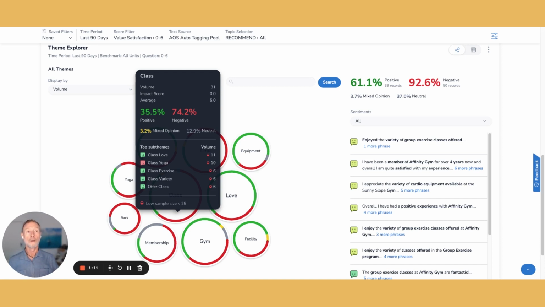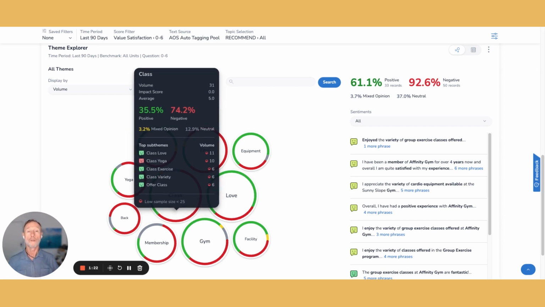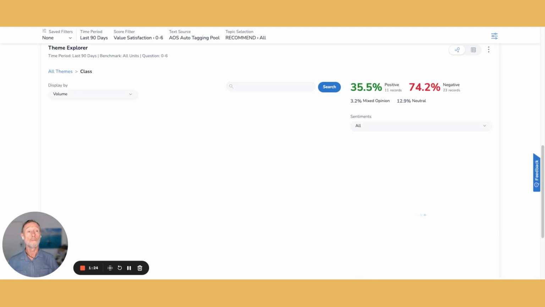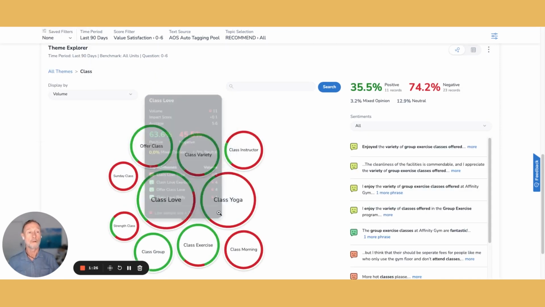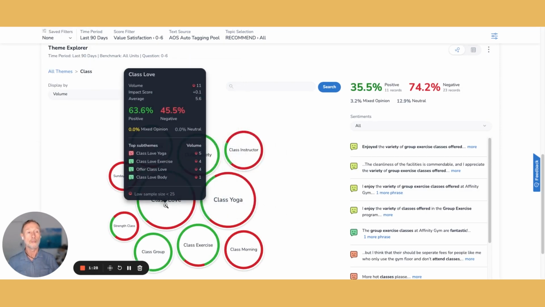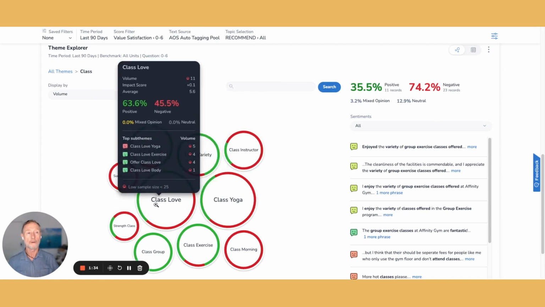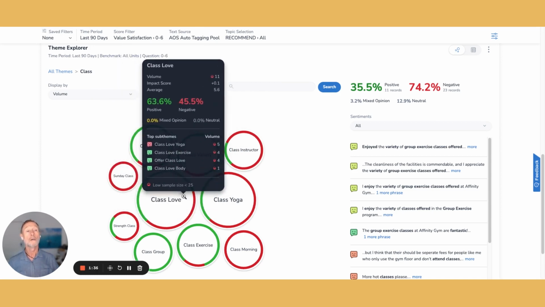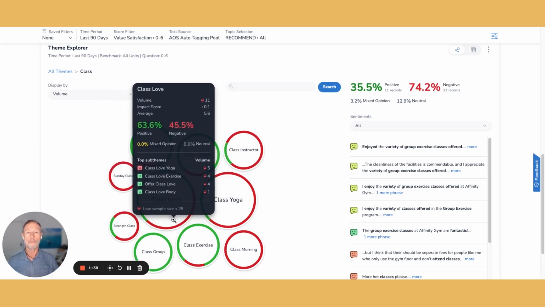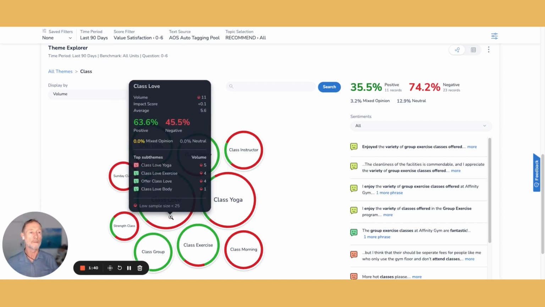And the sort of sub-themes that are in there is class love, class yoga, class exercise, class variety, and offer class. So those are the subtexts. And you can actually explore them further by just clicking on the bubble. And you'll now see some of those come up, and you'll see that class love is the one that you're getting the most of. It's not predominantly red, it's predominantly green, and people are saying, I love this class. But if there's red in there, the person may be saying something else within that subset.